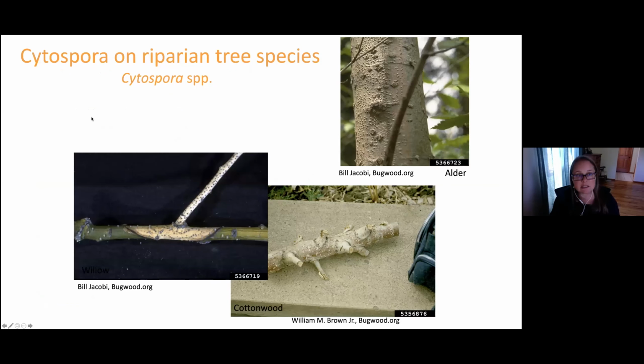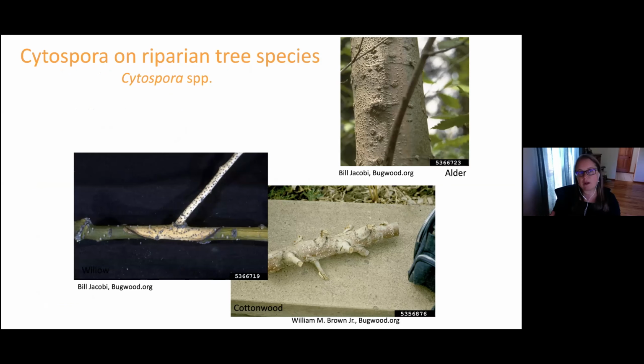And then lastly, Cytospora on riparian species. So a really great example is on alder. Cytospora is known to affect alder trees that are under drought stress. And it's actually been known that it can kill alder trees as well if they're under stress. So those are the ones that we primarily see. And you can see the fruiting bodies here.